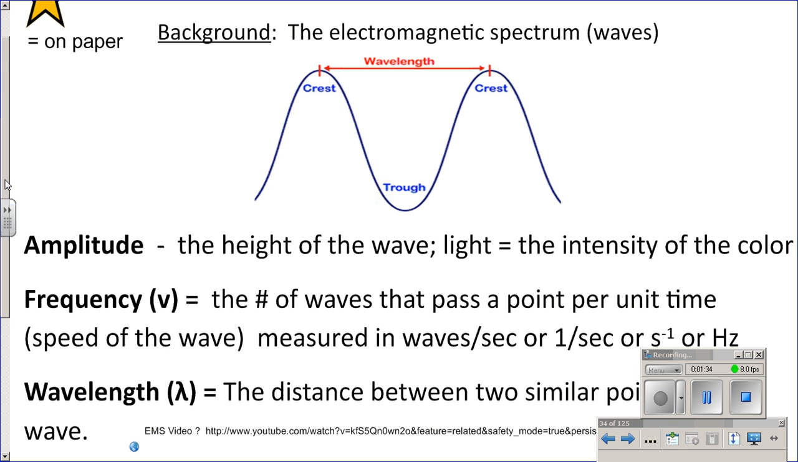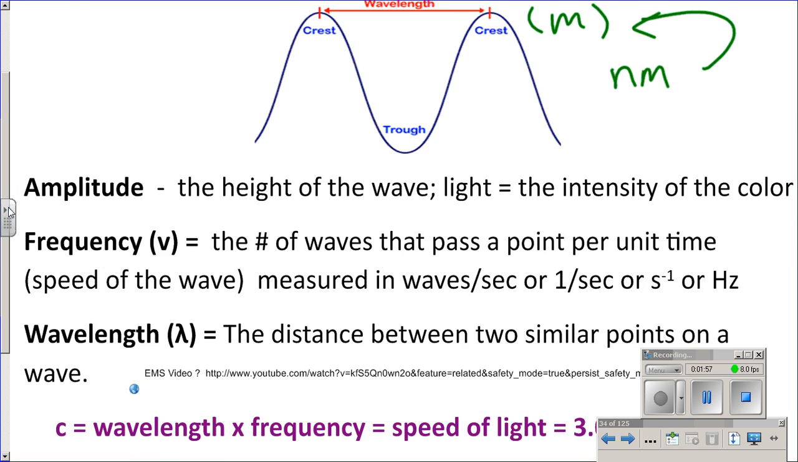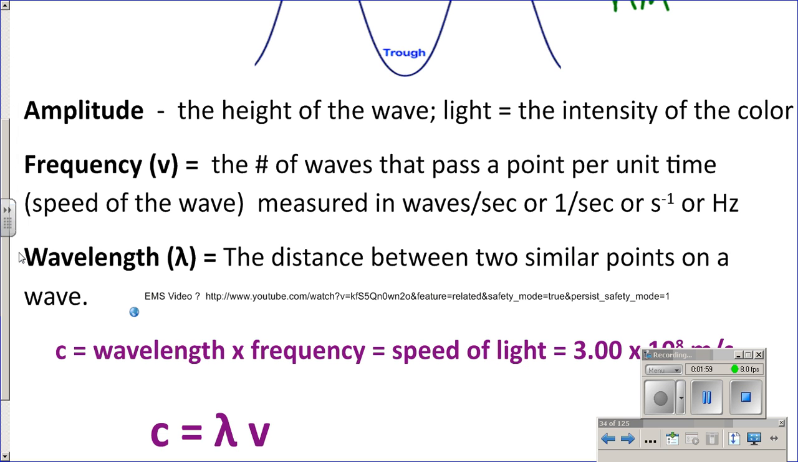But length is measured in what generally? What units? Shout it out. Meters. Generally it's in meters. But we're dealing with itty bitty tiny waves. So a lot of times today you'll see me express length in nanometers, and you'll have to convert back to meters in order to utilize an equation, the speed of light equation we're using today. All right, so amplitude is the least important variable up here.